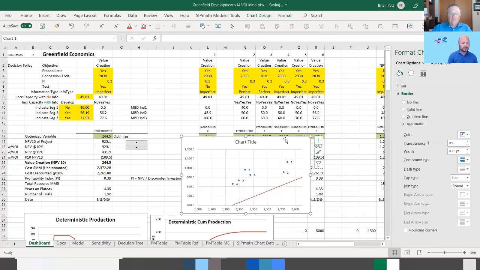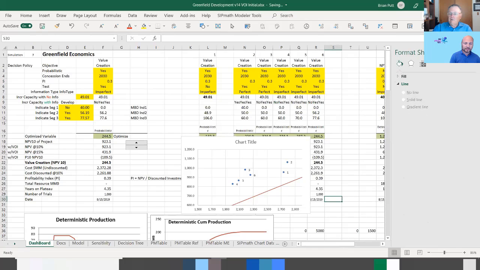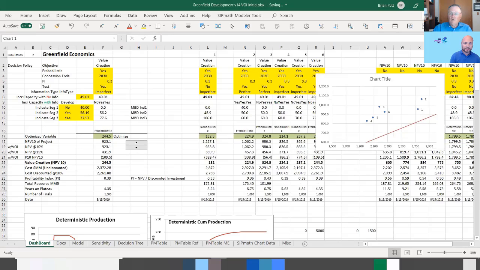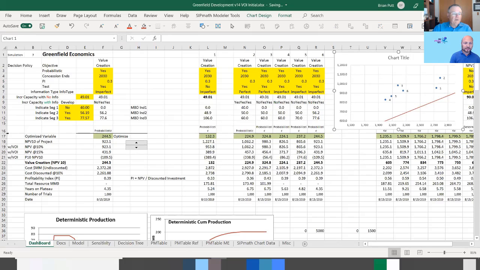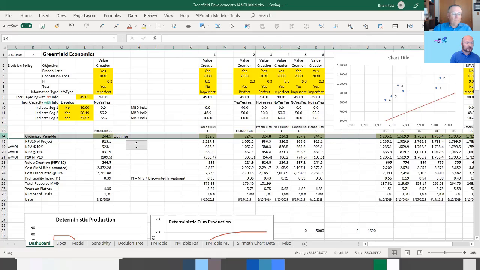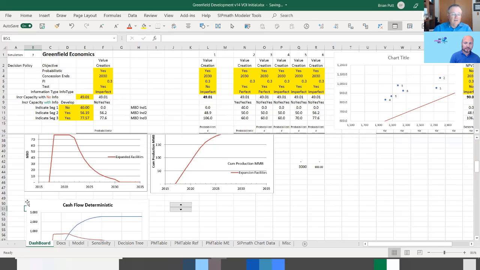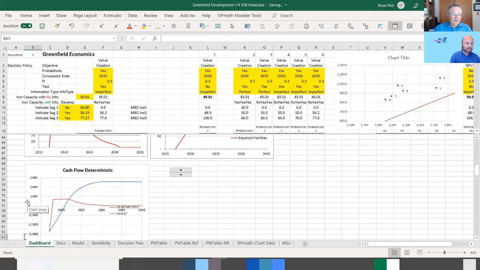All right. So let's see. Now that we've got this value creation and we've optimized it, let's come down here again. Let me get rid of this formatting. Don't need that. And let's come back and look at these. Okay, we'll just put that over there. And then we can split our screen again. And we'll come back down here a bit. There's a lot of charts in this model.